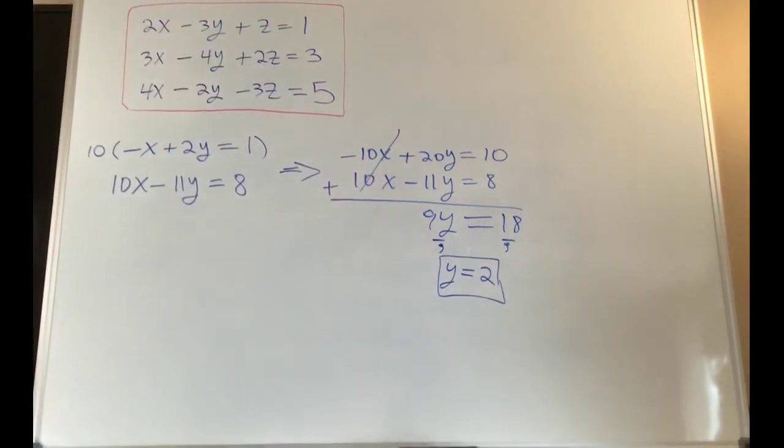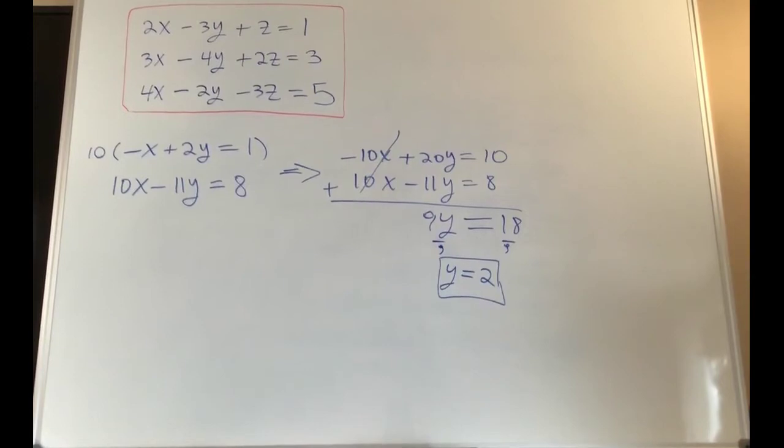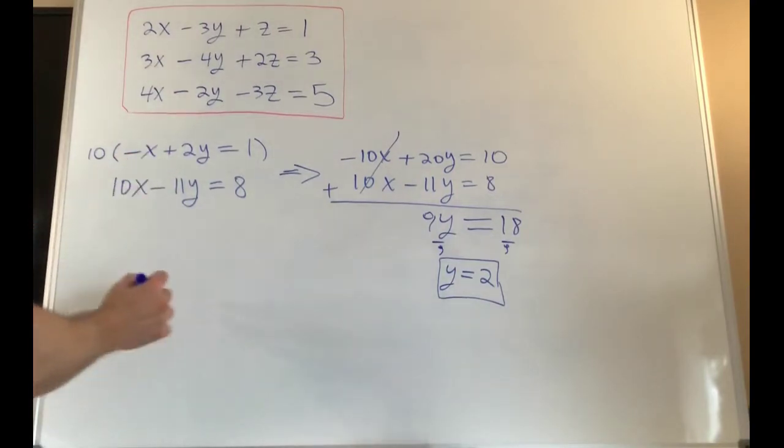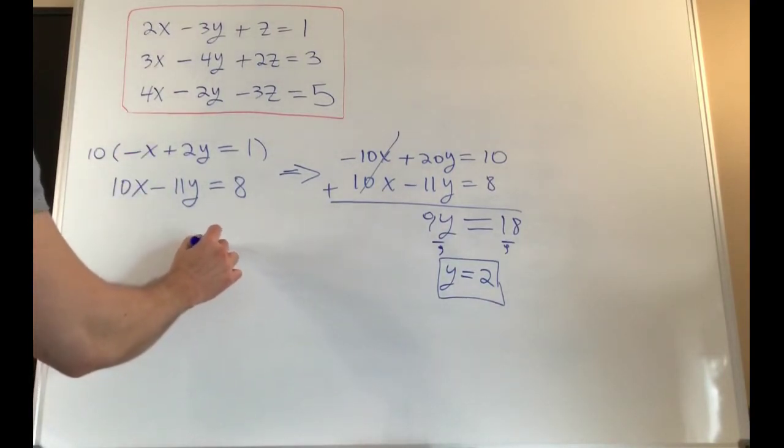Okay. I'm not done though. I'm still missing x and I'm still missing z. So now I'm going to take y is 2. I guess I'll go to that one. Now I got to solve for x.